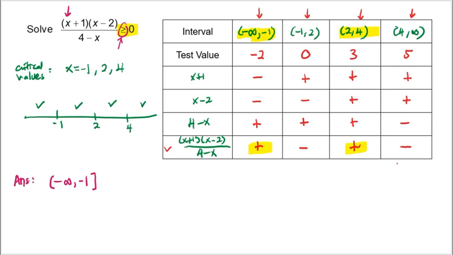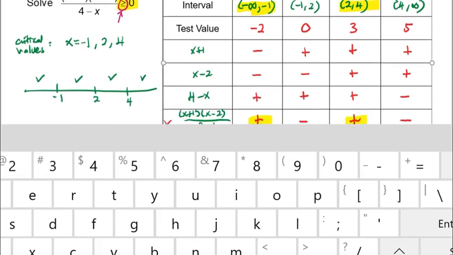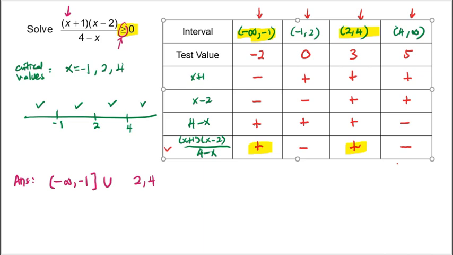Now, union with the interval from 2 to 4. I write 2 and 4 first. Can 2 be included? You ask yourself, can 2 be included? Look at this function. When you substitute 2, you have 2 minus 2, which is 0, so 0 at the numerator, so it's also okay. So 2 can be included.